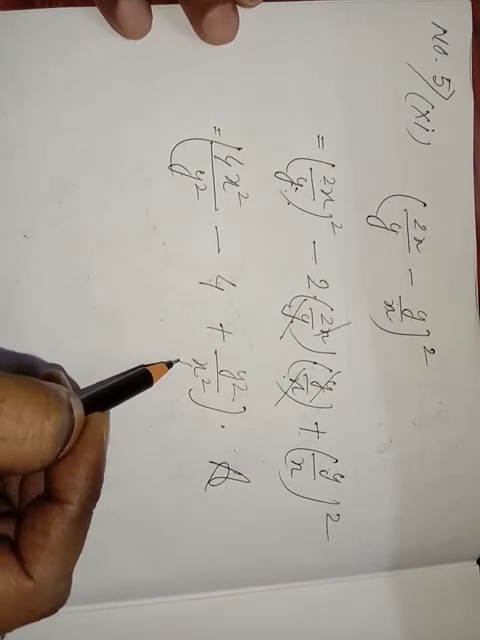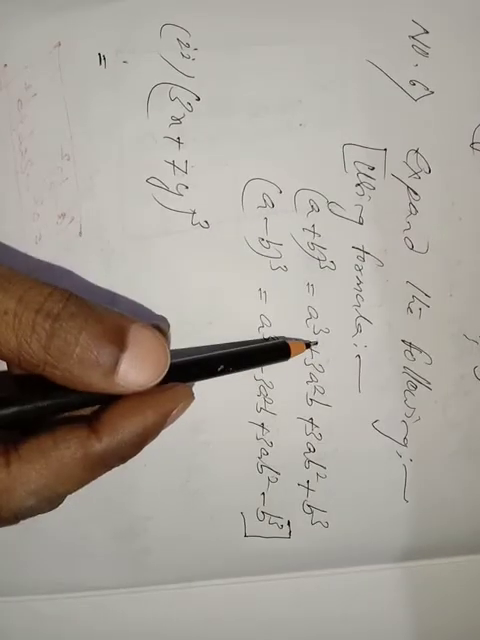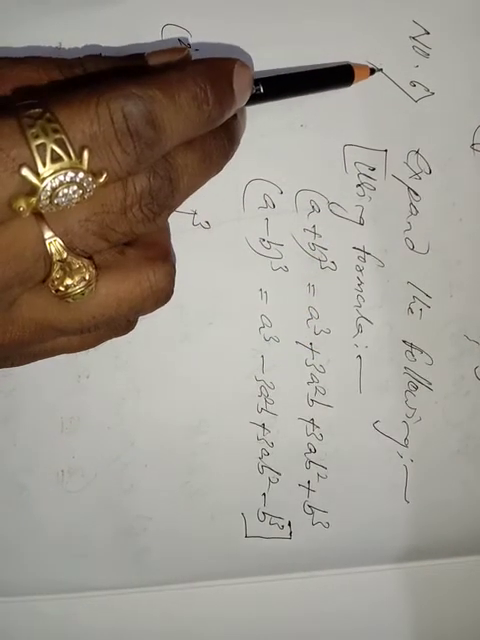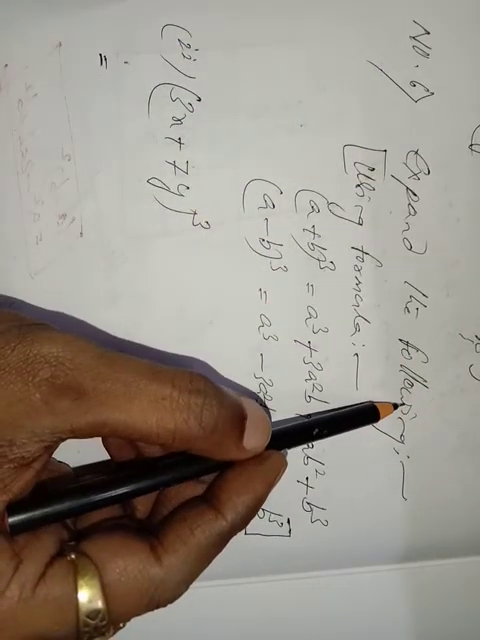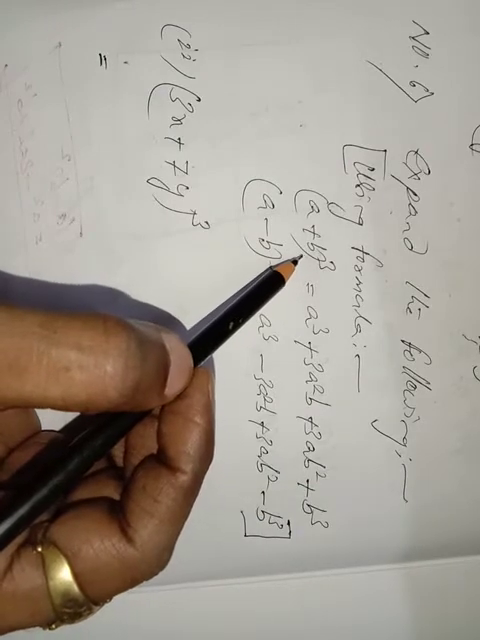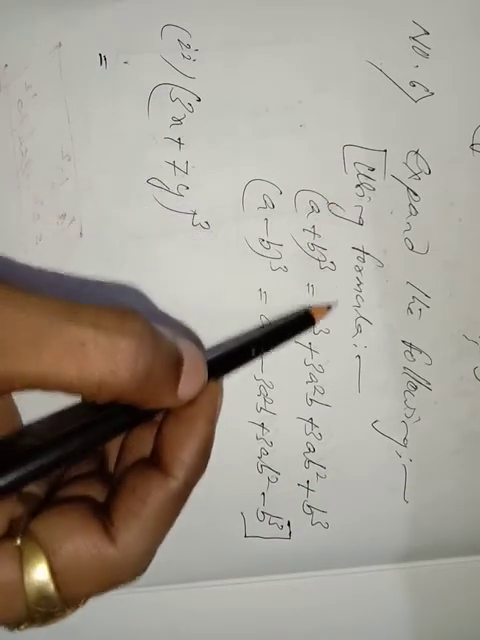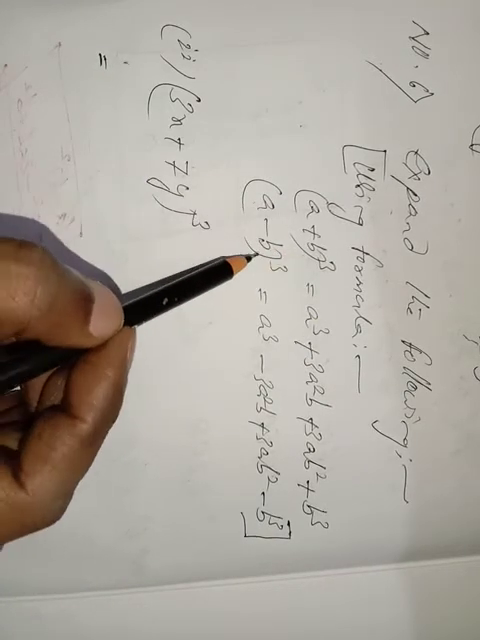Next I am going to question number 6. See, question number 6: expand the following. In this question, a slightly new formula is required for the expansion. What is that formula? I am writing here the expansion formula: (a plus b) whole cube, and another is (a minus b) whole cube.